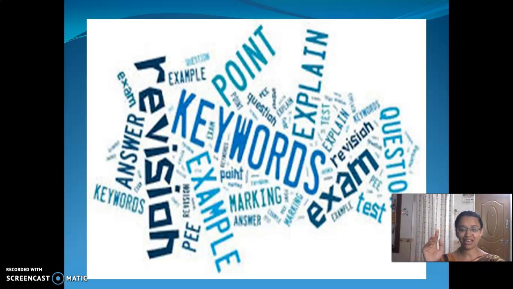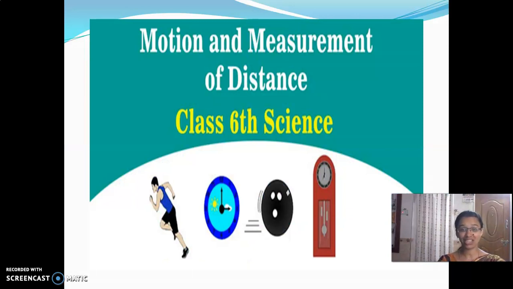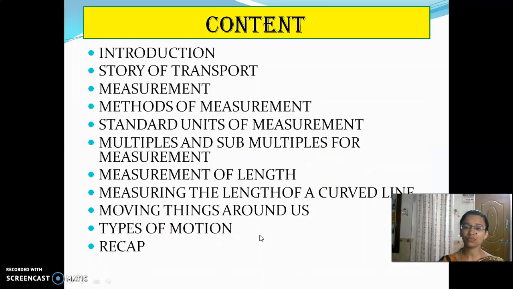So, we have completed revising one lesson. Now we are going to start our revision with the next lesson. What is it? Motion and measurement of distance. Now we are going to revise our chapter 10. Shall we go? Yeah. Look here. What are all the contents?